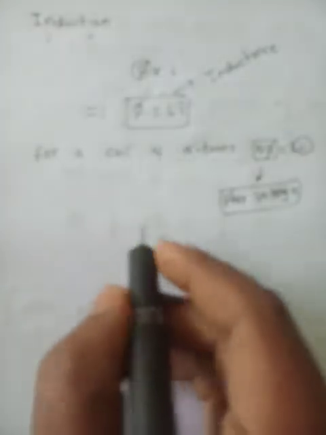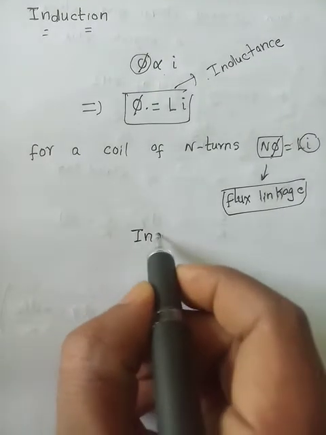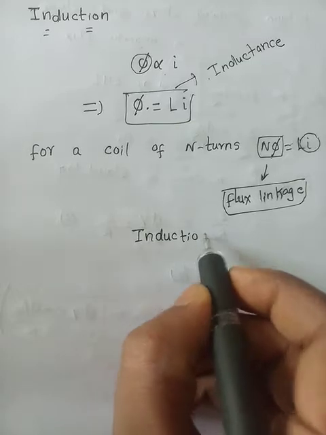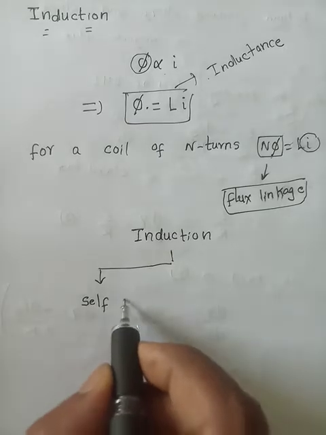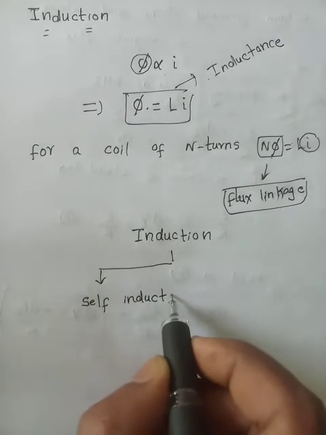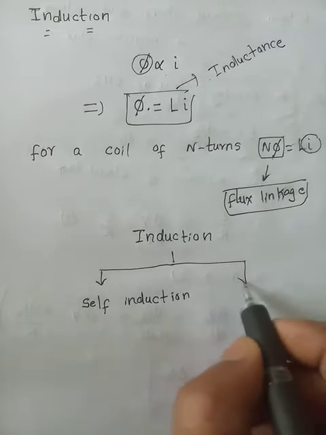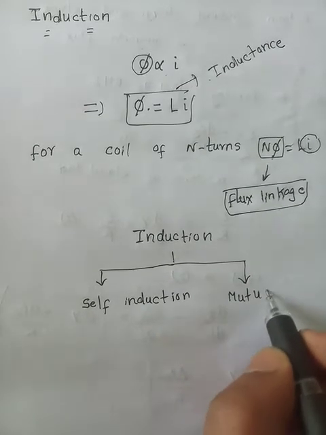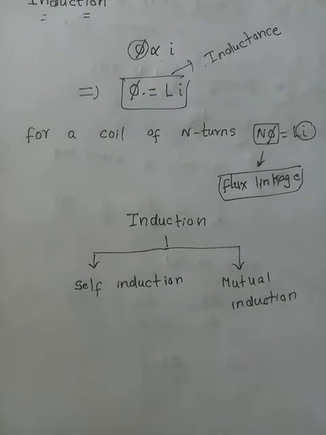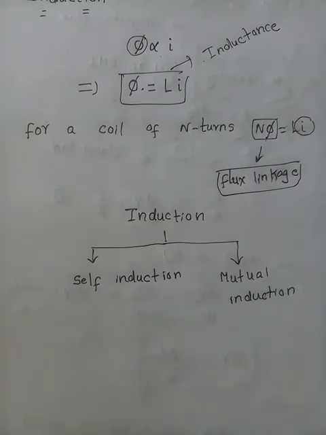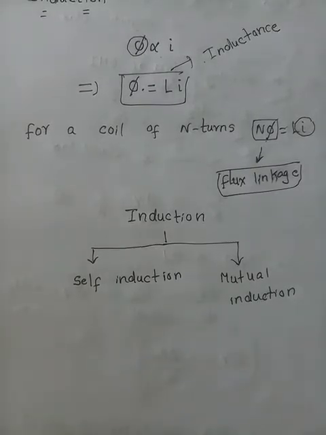Now, briefly discussing induction. Induction is classified into two types. One is self induction and another one is mutual induction. Self induction and mutual induction. So in this chapter let us clearly discuss what is self induction or self inductance, and how the self inductance of a particular object can be calculated.